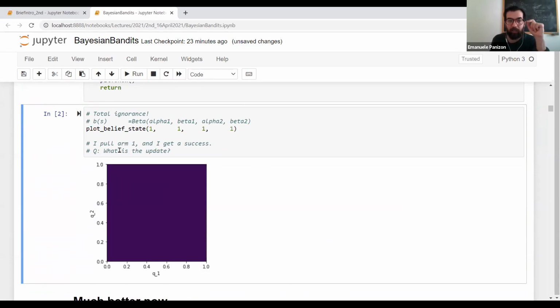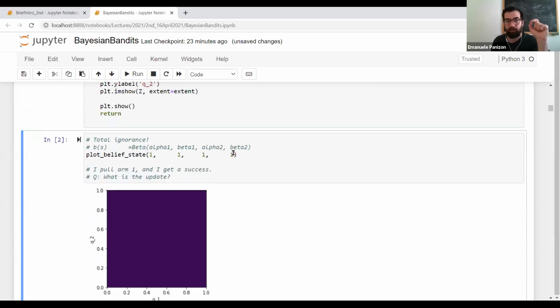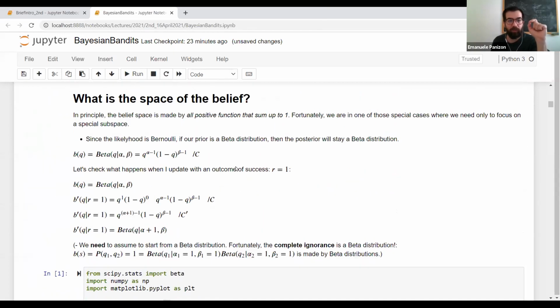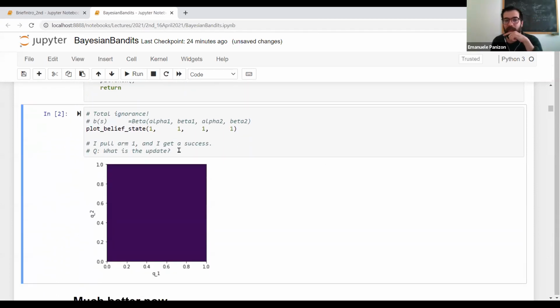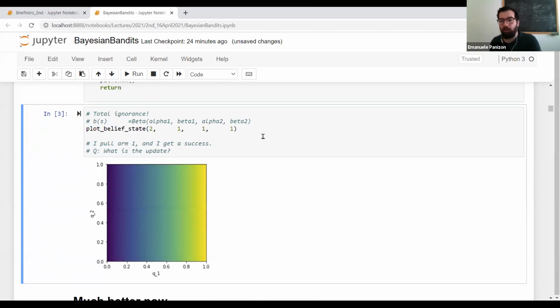Let's say I pull arm 1 and I get a success. So what is the update? If anyone wants to intervene, now is a good time. This is a real question. What changes if I pull arm 1 and I get a success? Alpha 1 becomes 2. Alpha 1 equals 2. Perfect.